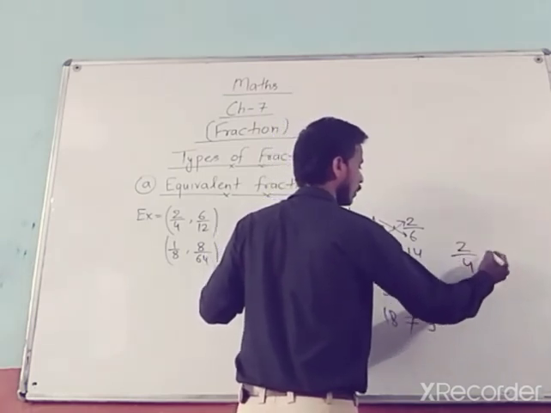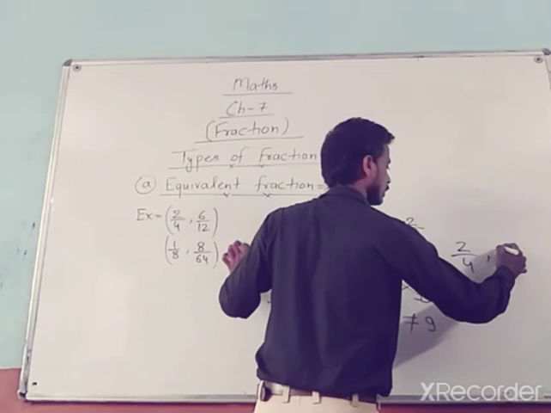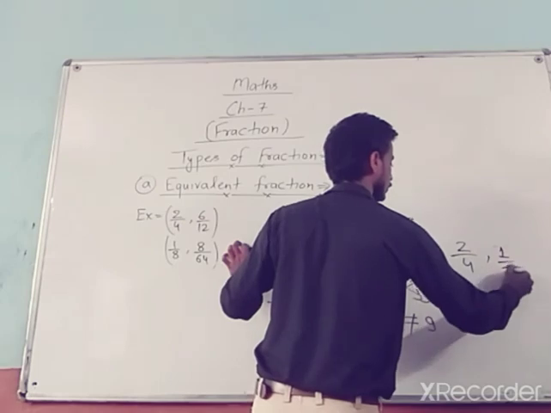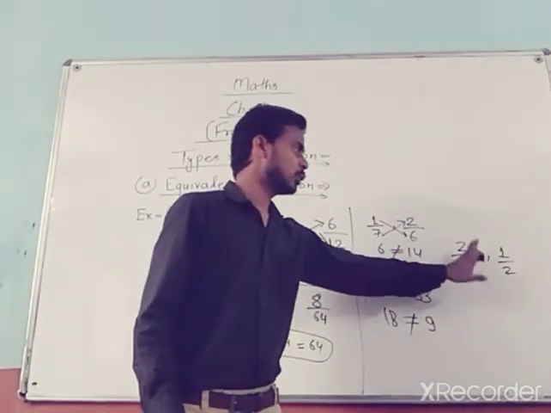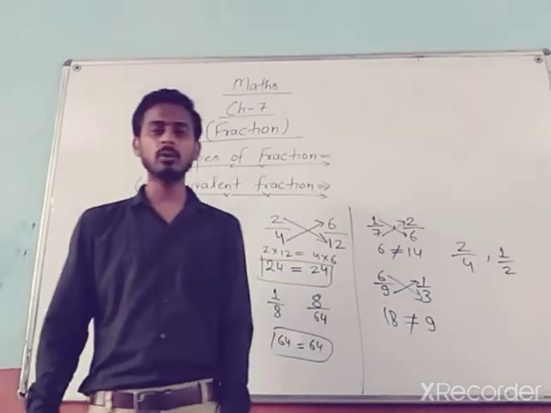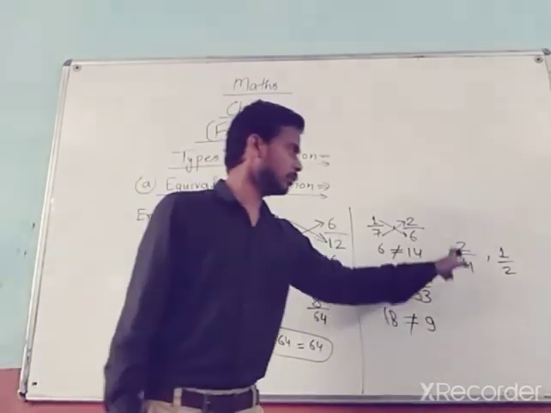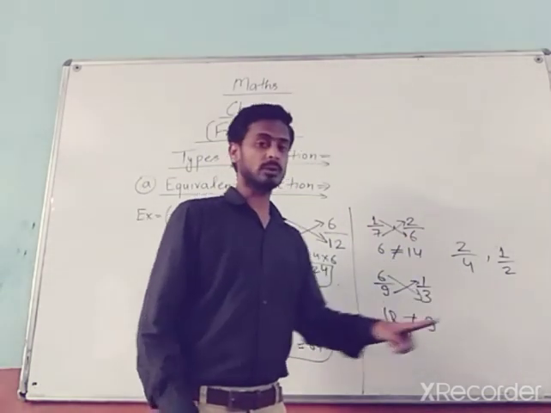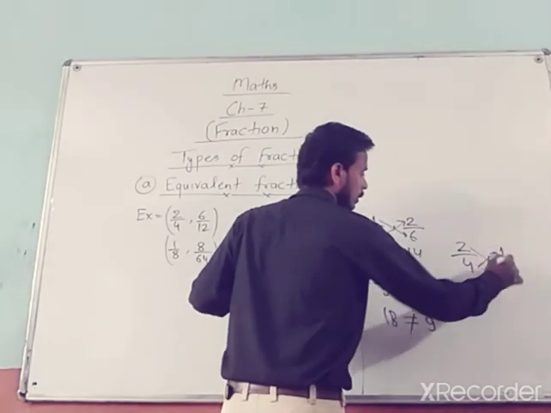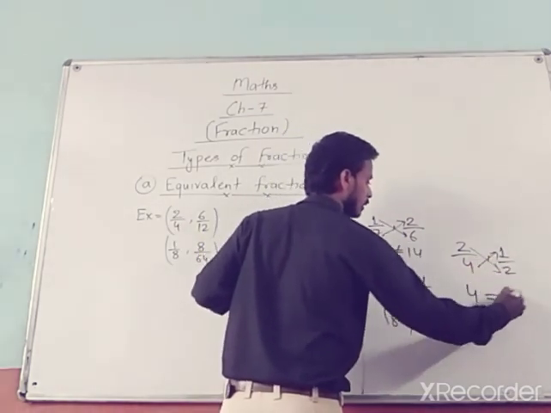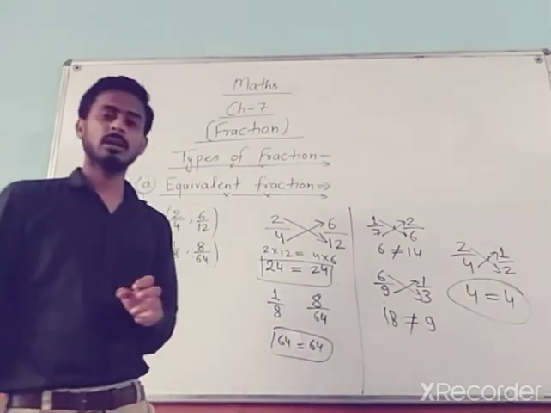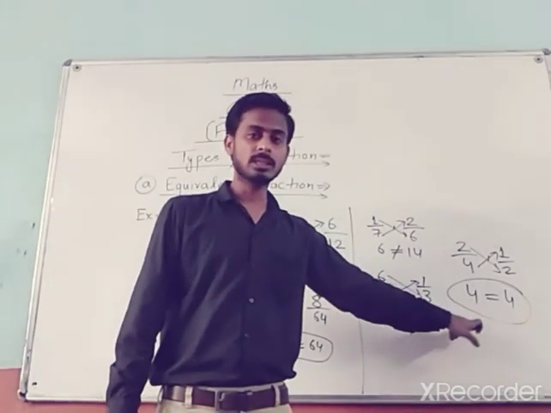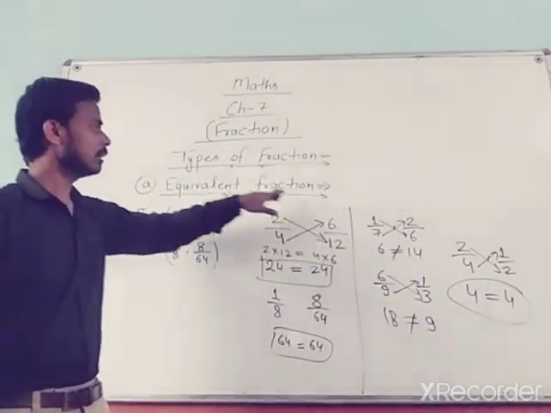One more example, 2 by 4, 1 by 2. See, 2 by 4 and 1 by 2. I told you both are same because it is 2/4 and it is 1 by 2. 1 by 2 means half. 2 by 4, 2/4. Now check. 2 2s are 4 and 4 1s are 4. See, in this way we can say 2/4 and half both are same because both are equivalent fractions.